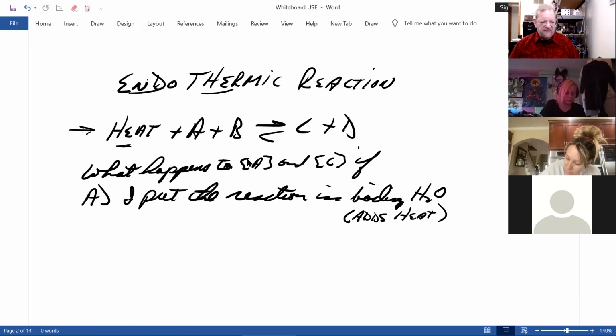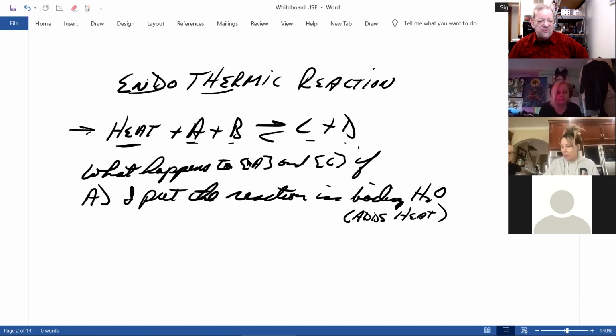And at equilibrium, there was a certain amount of heat, A, B, C, and D. Now I've added more heat and it's under stress. It goes, oh no, I have too much heat. I've got to get rid of some of this excess heat. I'm under stress. You can hear it even in my voice. Oh, that was awful. But anyways, it's under stress. So how does it get rid of excess heat?